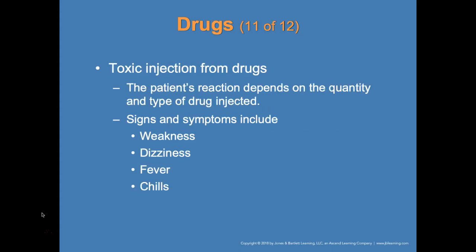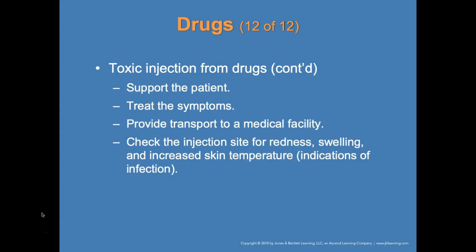So toxic injection from drugs, these are the ones that patients are injecting into themselves. Reaction depends on the quality and type of drug injected. There's all kinds of drugs that they inject, heroin, methamphetamines, all kinds of different stuff. Signs and symptoms we need to treat are going to be weakness, dizziness, fever, and chills. We need to support the patient. Like I said, treat the symptoms. Provide transport to a medical facility. You can check the injection site for any redness, swelling, increased skin temperature, or indications of infection.